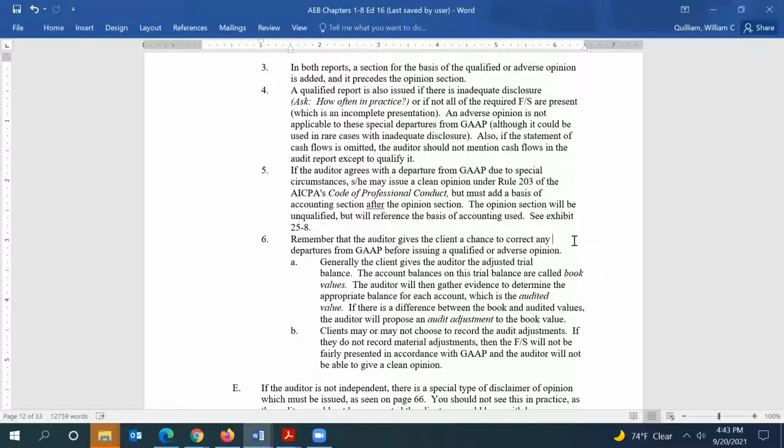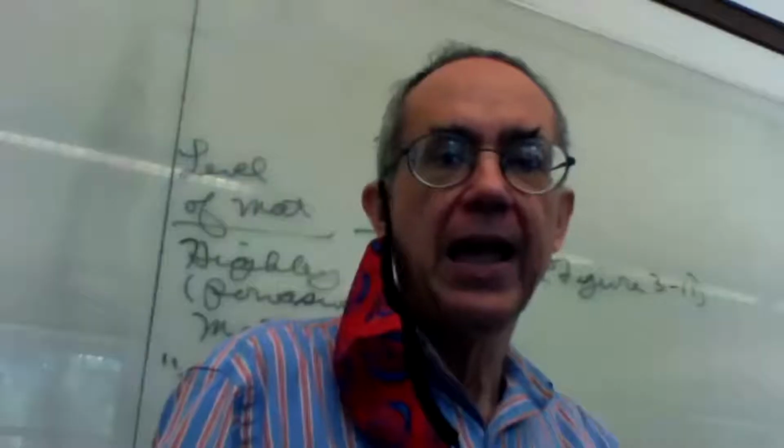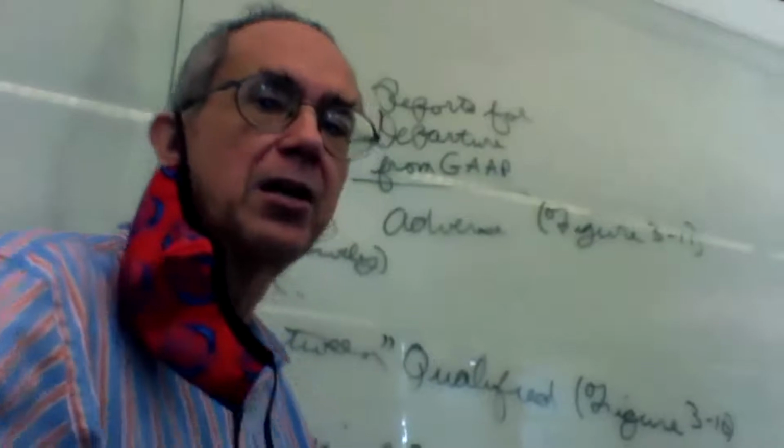So generally, the client gives the auditor the adjusted trial balance. And the account balances on this trial balance are called the book values, because here we have what's on the client's books in the way of accounting numbers. The auditor will then gather evidence to determine the appropriate balance for each account, which is called the audited value. And if there's a difference between the audited and book values, the auditor will propose an audit adjustment to the book value. So let me stop sharing my screen for a moment to show you what this looks like up on the board.